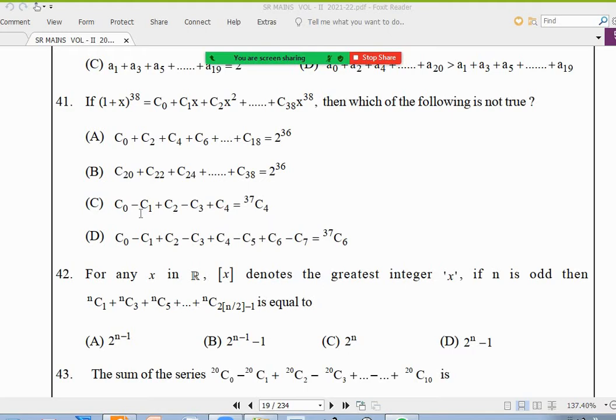Option C, anybody want to give any idea? 38C0 minus 38C1 plus 38C2 minus 38C3 plus 38C4. They stopped there. Not the full series, not the half of this series, not even 1/4 of the series, not like that.